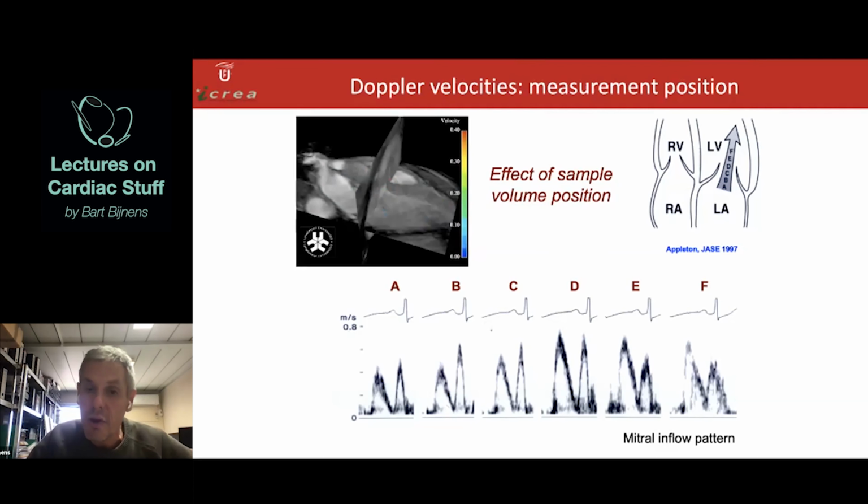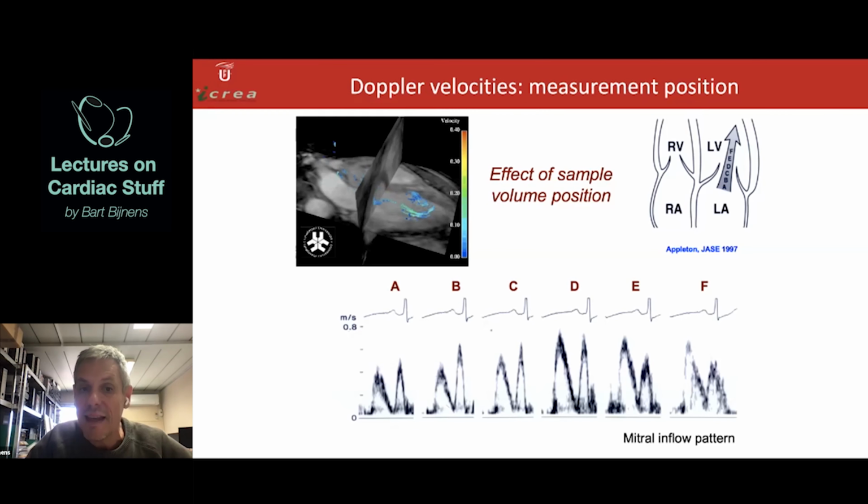Now, what is also important is, of course, especially at the end here, when we look at the dynamics of the A wave, the more we measure in the ventricle, even if the valve starts to close, we have continuous flow in the ventricle because of this vortex that forms.